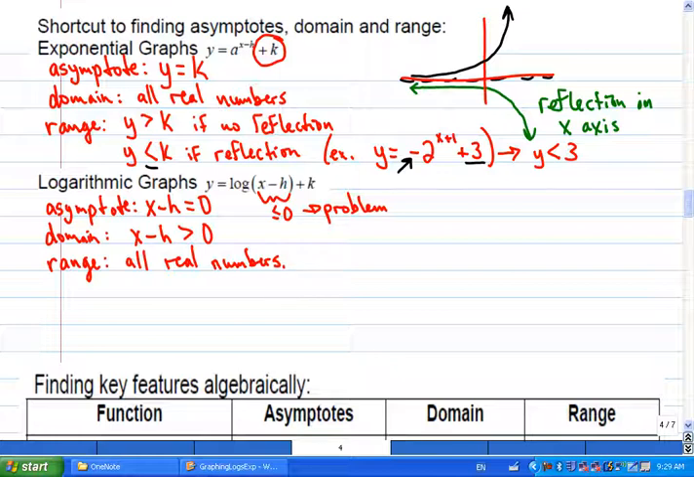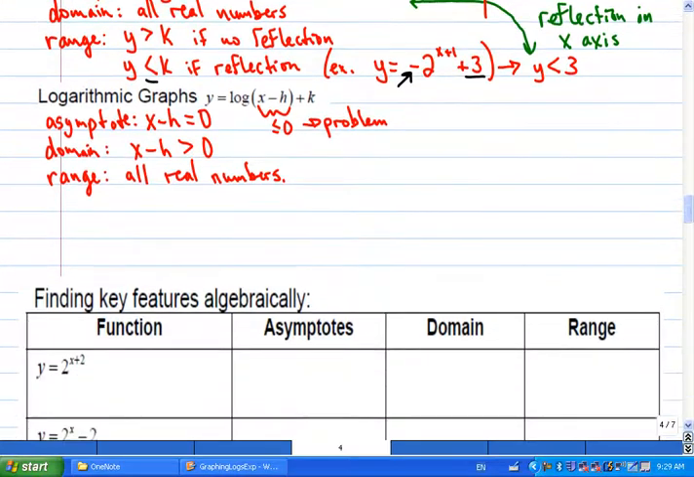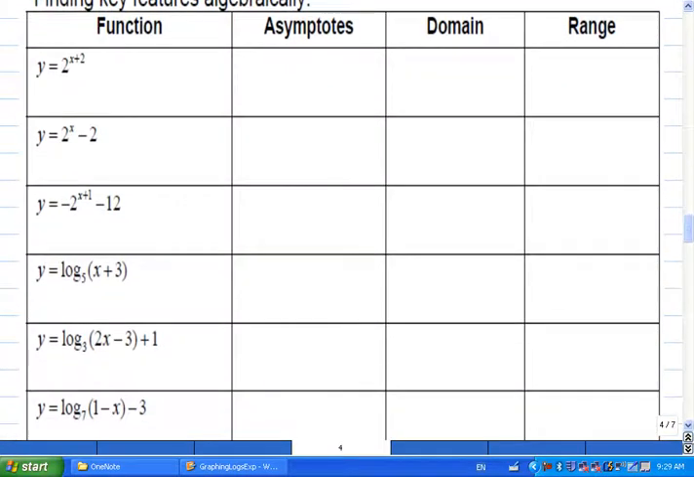So let's take a look at how we could work some of these examples without having to do the graphs. It'd be much quicker to do this. Let's try here with 2 to the x plus 2. The asymptote, remember, is going to be, it's kind of like there's a plus 0. So there will be an asymptote at y equals 0. In this situation, the asymptote will be negative 2. And in this one, negative 12. So we can pick it up very quickly without having to do the graph.